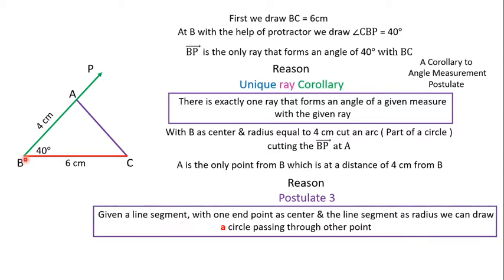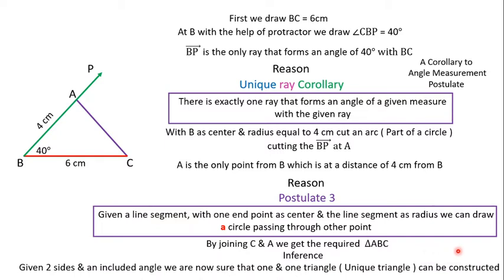So with B as center, with 4 centimeters as radius, if you cut this ray BP, it is going to cut at only one point, because with BP as radius we can draw only one circle as per postulate number 3. Once we have done this, we can join C and A in order to get the required triangle ABC. So what is the inference? Given two sides and an included angle, we are very sure that one and only one triangle can be obtained. In such a case, we call it a unique triangle.